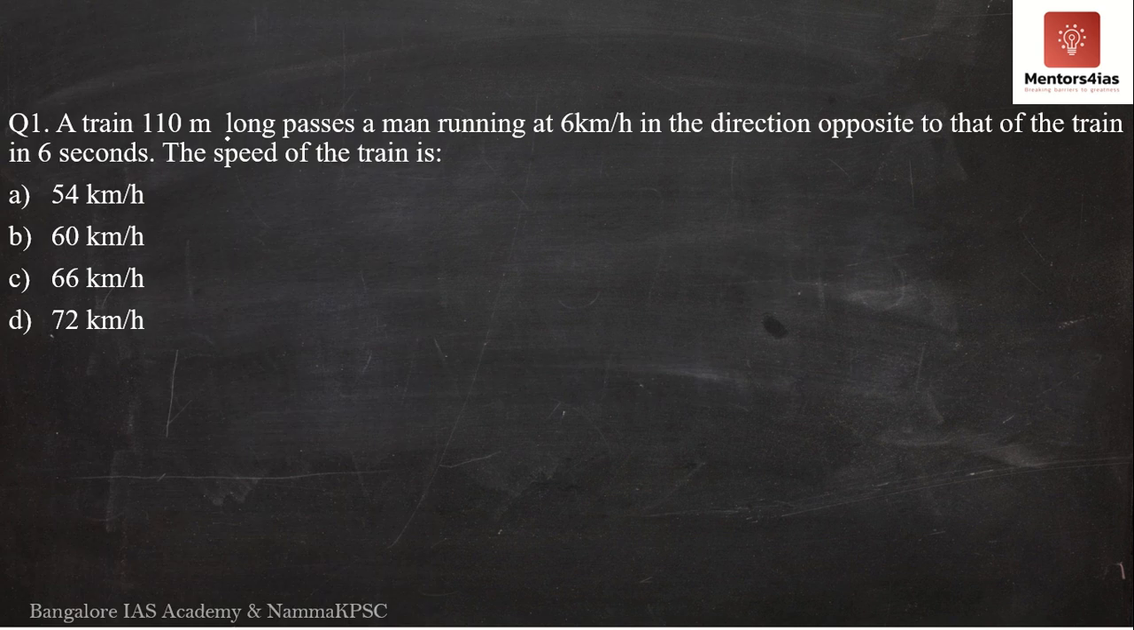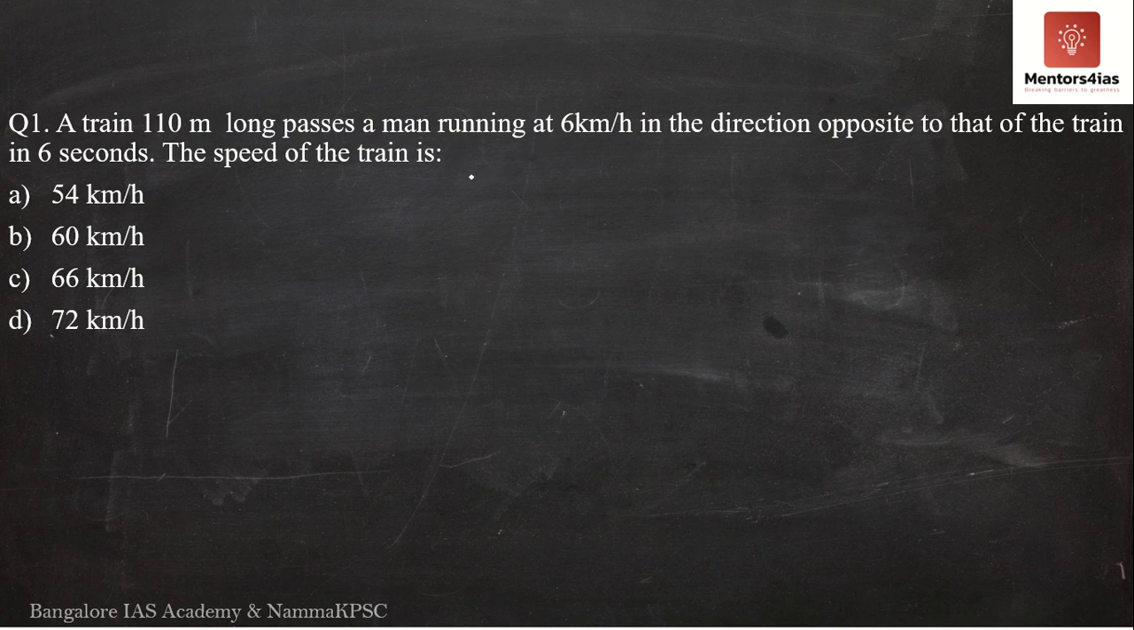So the first question says, a train 110 meters long passes a man running at 6 kilometers per hour in the direction opposite to that of the train in 6 seconds. So what is the speed of the train? Now this particular question is very simple. Since this is the first question, I have taken a very simple question, just to brush up the concepts or the formulas with respect to problems on trains. So this is very straightforward.